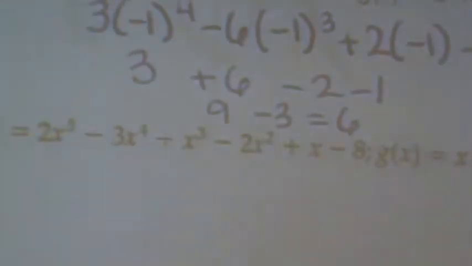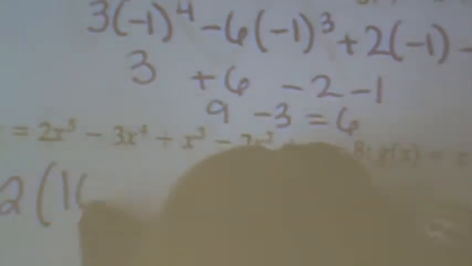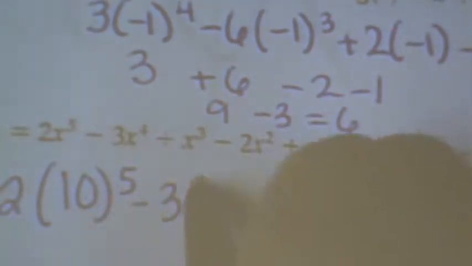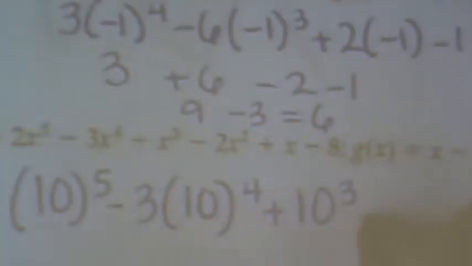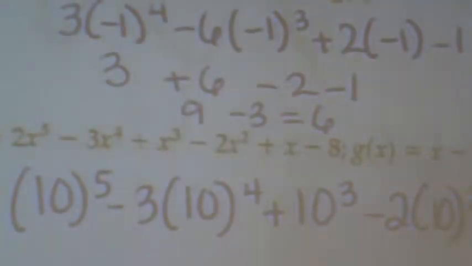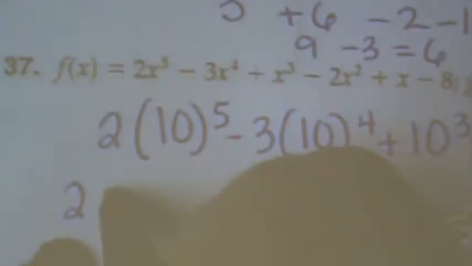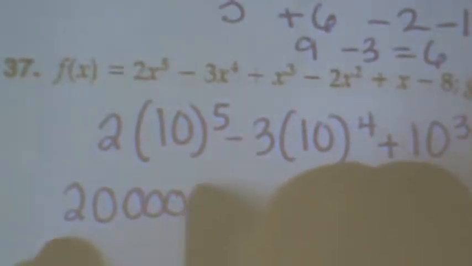And the last one in the set, 37, you have to evaluate f of 10. You're going to do 2 times 10 to the 5th power minus 3 times 10 to the 4th power plus 10 to the 3rd power minus 2 times 10 squared plus 10 minus 8. So this is a 1 with 5 zeros, so it's a 2 with 5 zeros: 1, 2, 3, 4, 5. So 200,000.